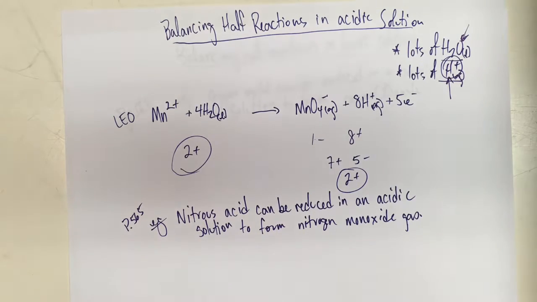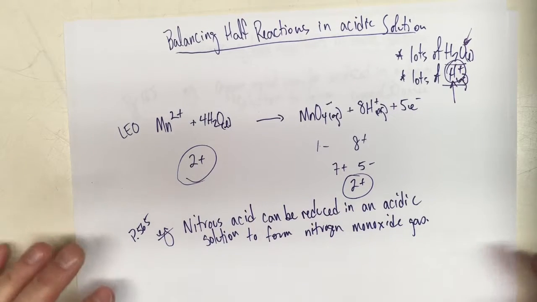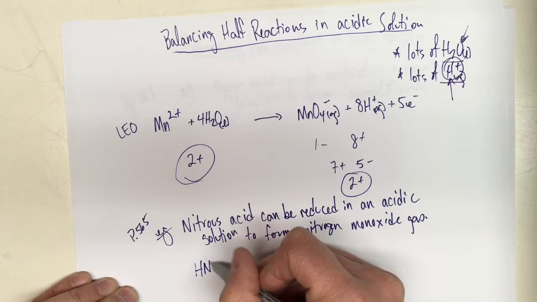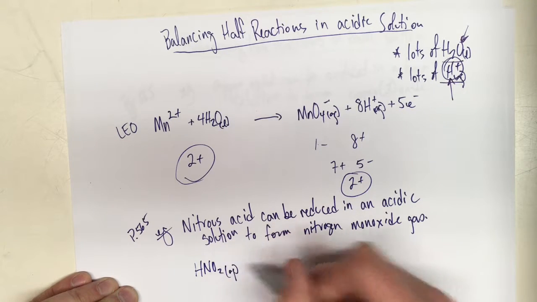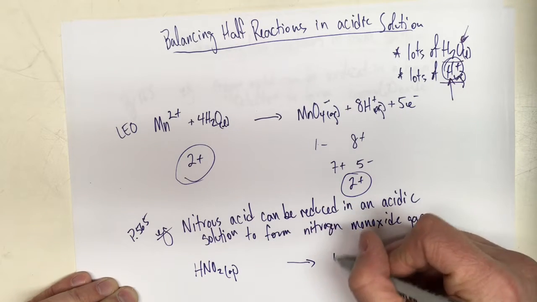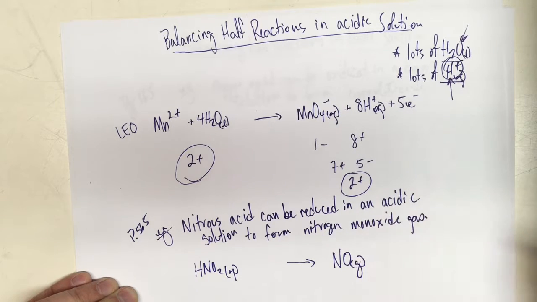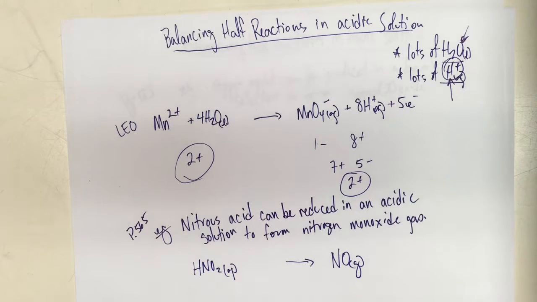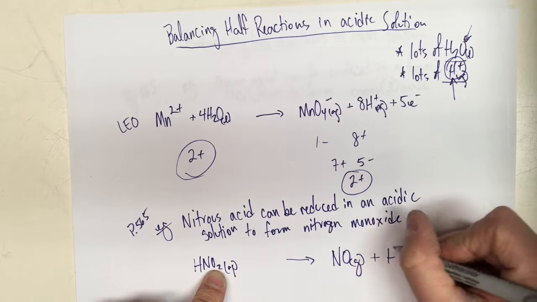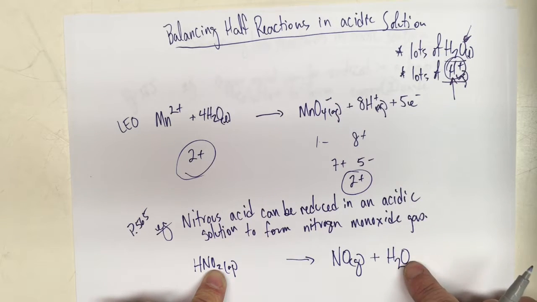On page 565 in your textbook, they give you a question. So this is an example question from page 565. It says nitrous acid, which is HNO2 aqueous, a weak acid, so it doesn't break into its ions, becomes nitrogen monoxide gas. I start off by balancing everything but hydrogens and oxygens. So 1 nitrogen, we're good. This has 2 oxygens, but this only has 1. So I have to add a water to give me 1 more oxygen, right?